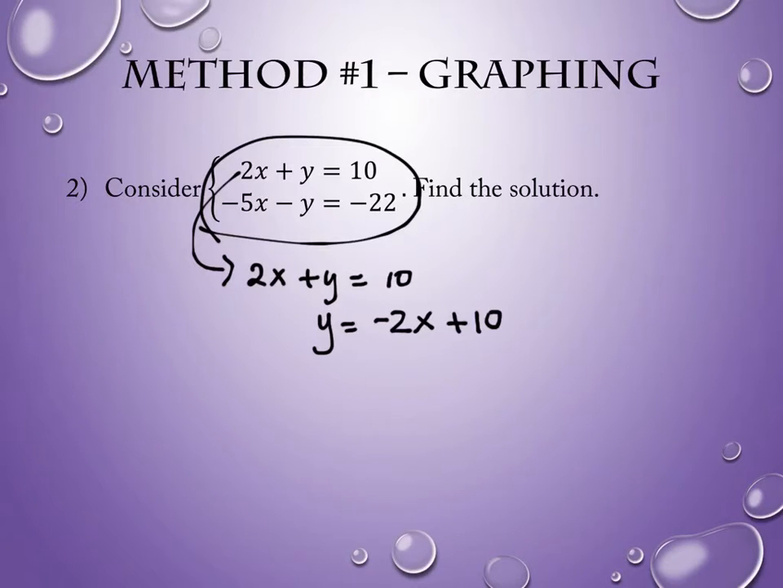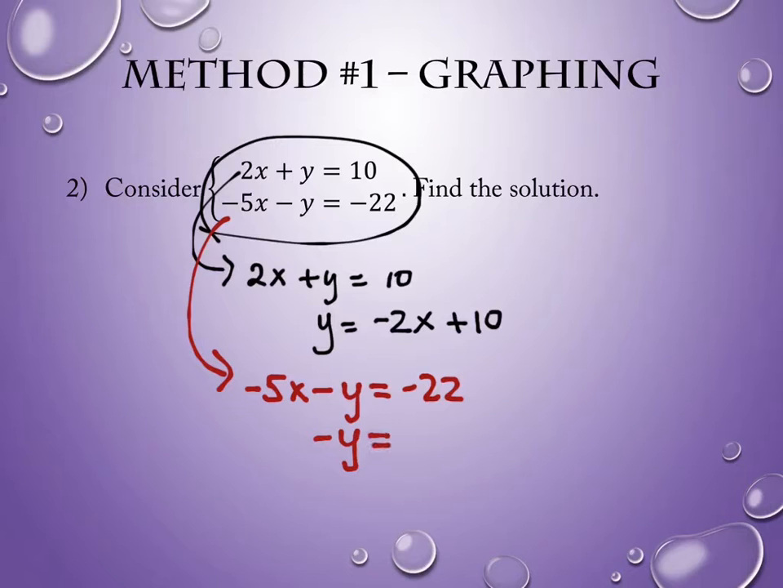On the second one, I have -5x minus y equals -22. So I can add the 5x to the other side. But then I need to divide or multiply by -1 to remove the negative from in front of the y. So I need to change all my signs. So this is y equals -5x plus 22.